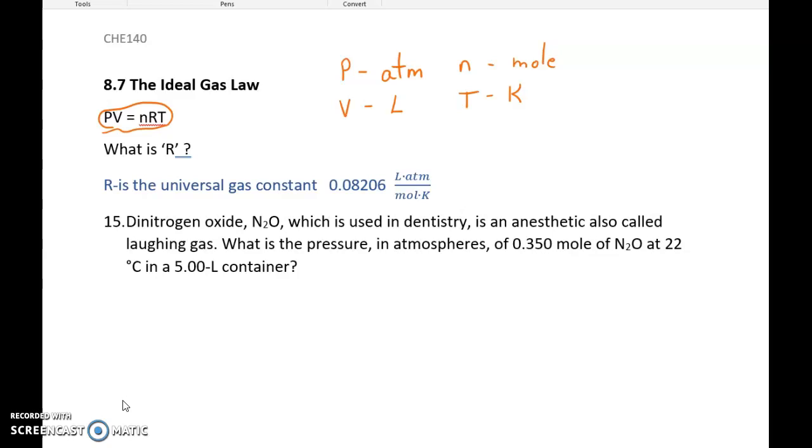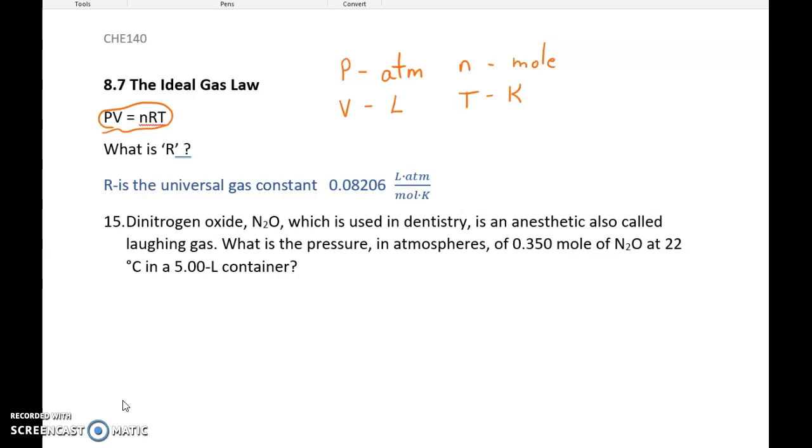equation won't work. R is always going to be equal to 0.08206 liter atmospheres per mole Kelvin. Okay? This is the only R that we'll be using in this class. And so it's another substitute-in issue here.